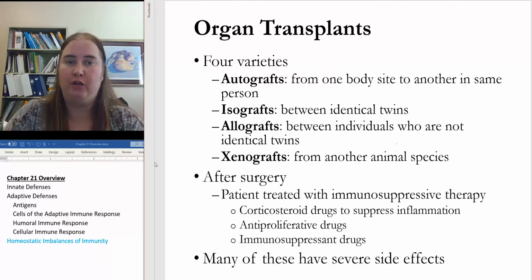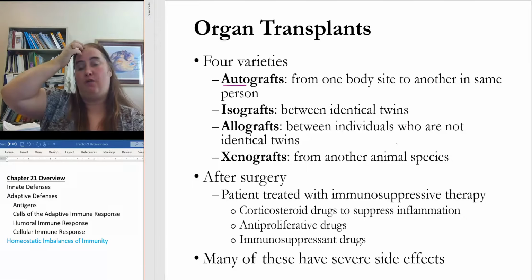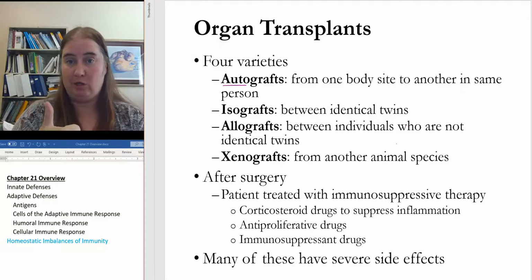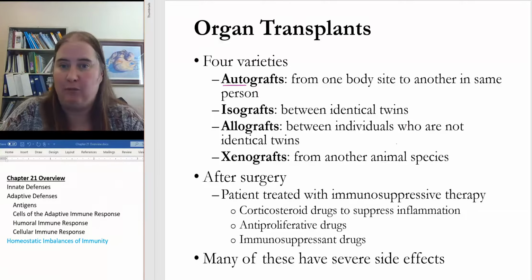There are autografts. Auto means same. Okay? So in an autograft, you're basically taking a part from one body site to another within the same person. So for example, you might transplant a toe onto a thumb, your big toe to become your thumb. Or a skin graft would be an autograft.